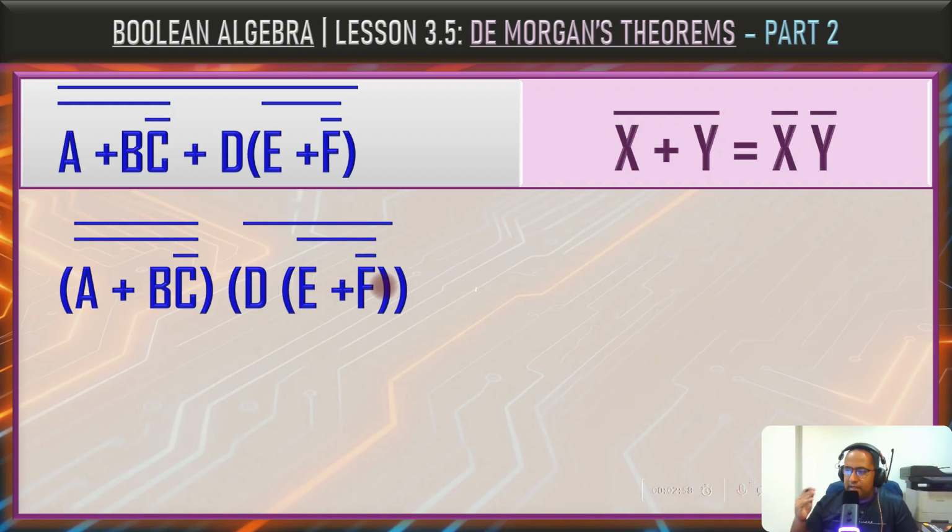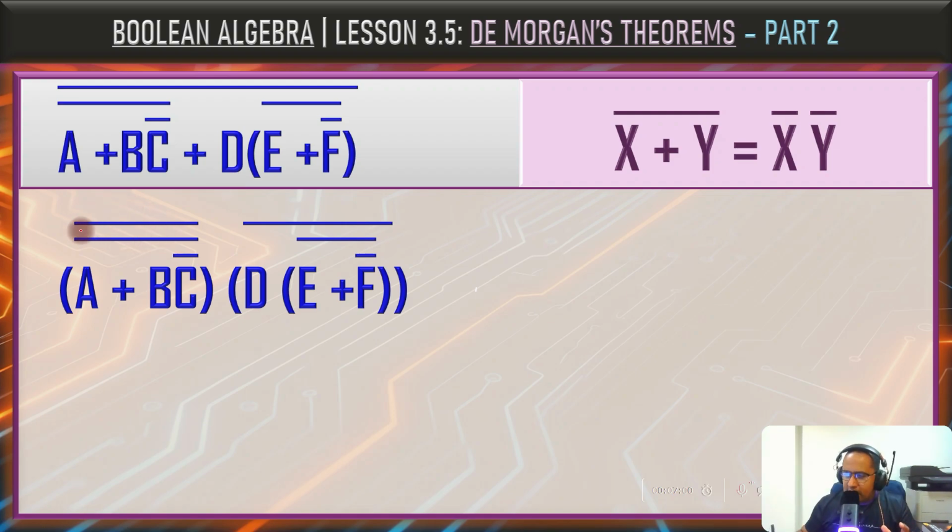Remember, we're applying De Morgan's theorems in layers. We always start from the outermost bar and work our way inward. This means that the inner bars remain unchanged for now, as well as expressions under them, okay? Now, there's an important detail here.